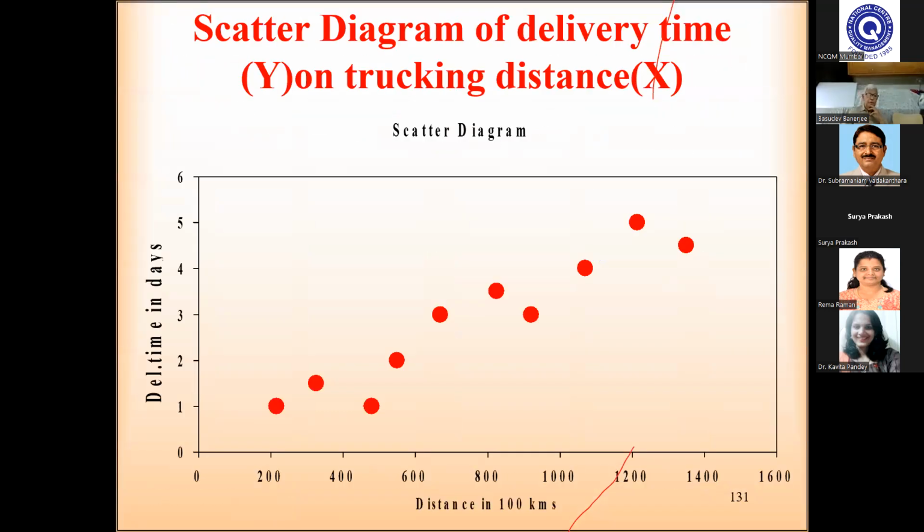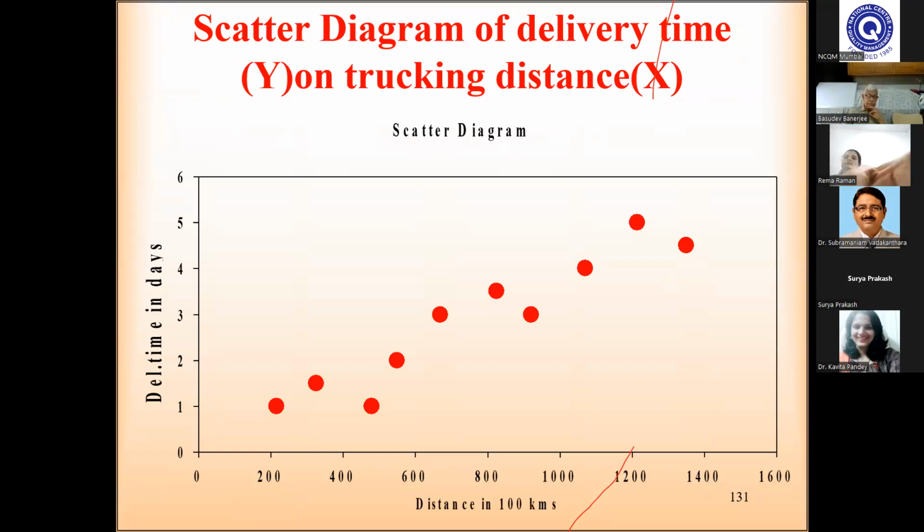Now, scatter diagram on delivery time Y on trucking distance X. You write it: x-axis distance in kilometers, and y-axis the delivery time in days. It is showing like this, the scatter diagram. This shows a linear relationship is evident, you know. This is how it will look like.